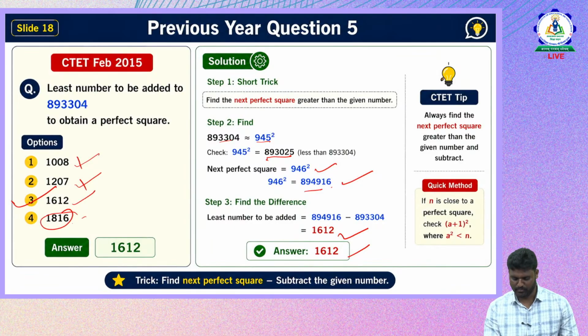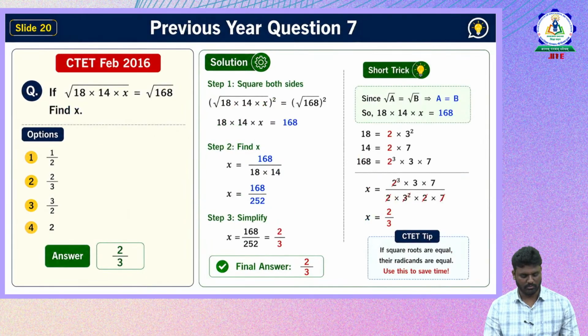Okay, now the next question is: if the square root of 18 into 14 into x equals root 168, find x. What are the options given here? Option 1 is 1 by 2, option 2 is 2 by 3, option 3 is 3 by 2, option 4 is 2. Okay, so how can we solve this problem?